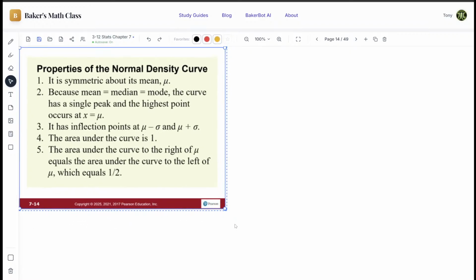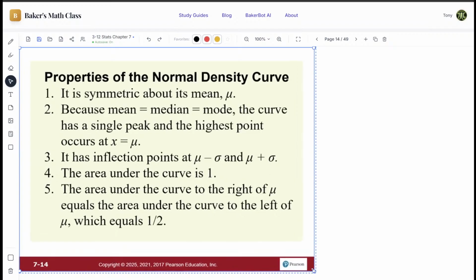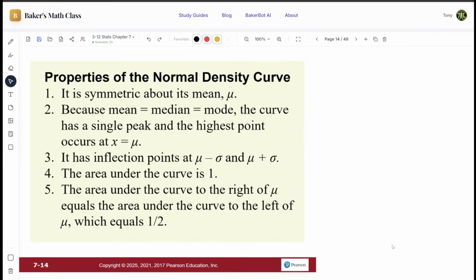Few things about your normal curve. It's symmetric. Left side and right side have to be exactly the same. Mean, mode, and median are all actually at the exact same point on a normal curve.